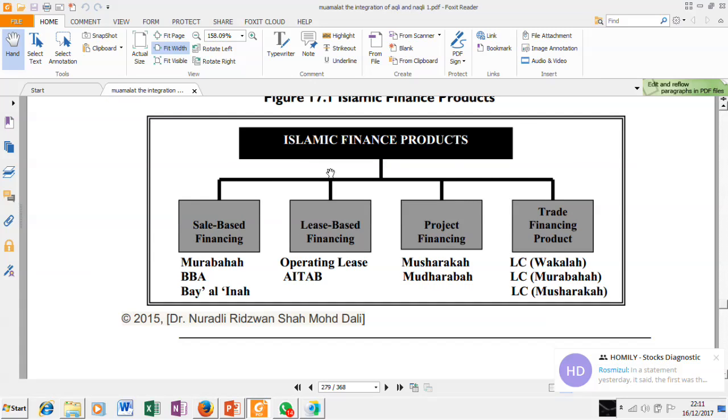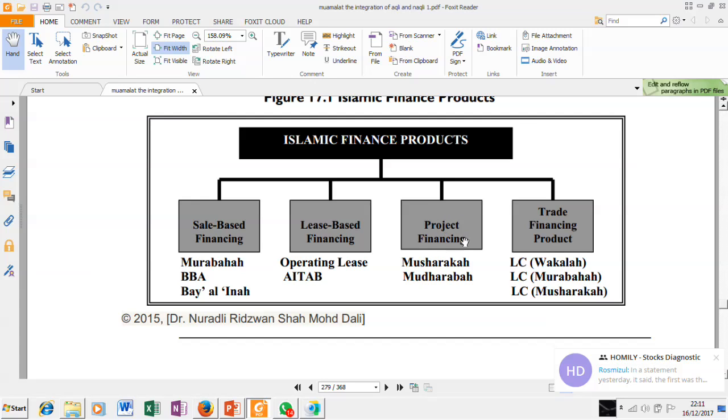If we look at Islamic finance products, we can divide them into four. The first one is sale-based financing. Sale-based financing consists of different types of contracts. The three contracts I've given in my text are murabaha, bai bithaman ajil, and bai al-inah. The next one is lease-based financing, which is the operating lease or the IMBT, whereby you lease and then you buy back.